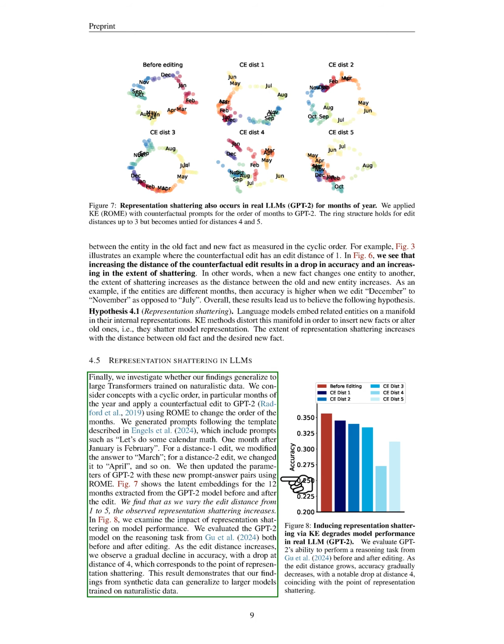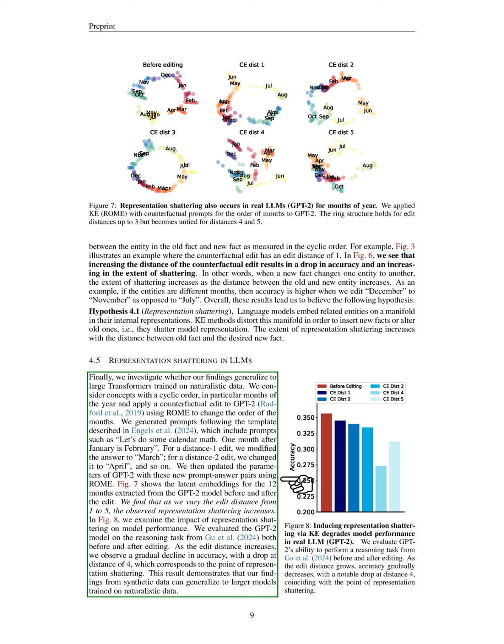Next, we investigate whether our results apply to large transformers trained on real-world data. We focus on concepts with a cyclic order, specifically the months of the year, and apply counterfactual edits to GPT-2 using ROME to rearrange the months. We create prompts like, "1 month after January is February," and modify the answers based on the edit distance.